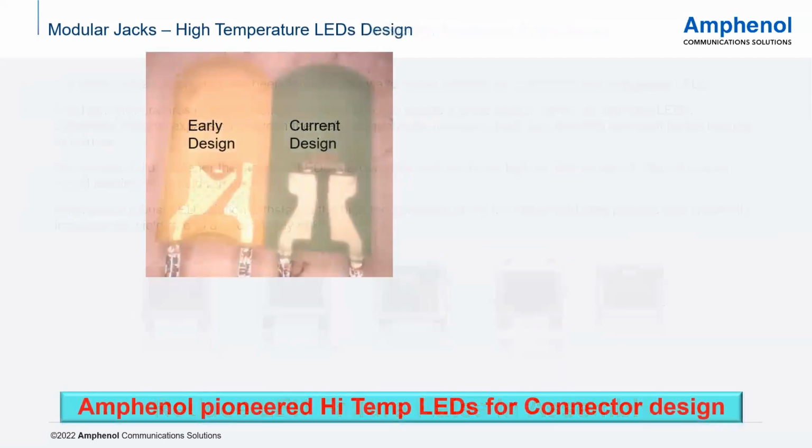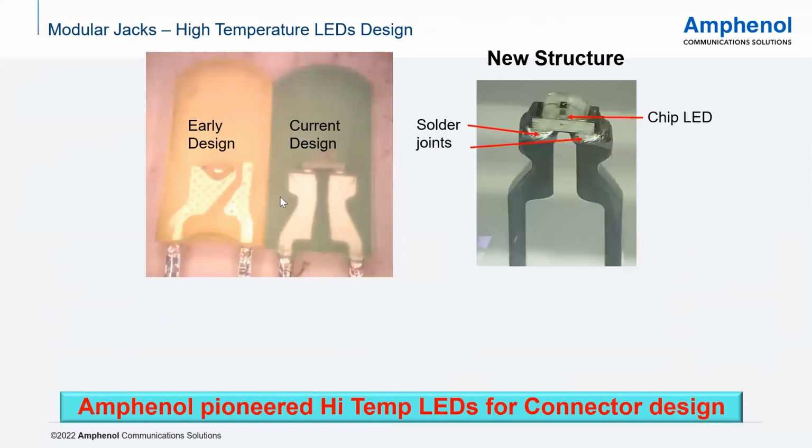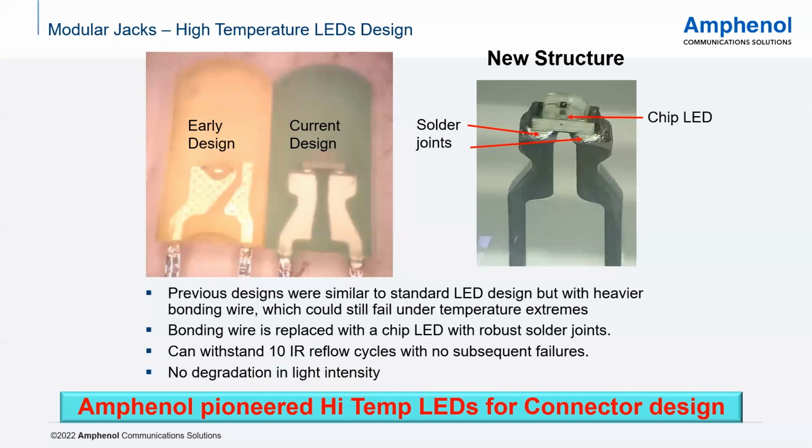The details are that in the earlier design, it's a simple anode and cathode design with a bonded wire. But in the current design, we are using a chip type LED, which is mounted on the anode and cathode. This chip can withstand up to 10 reflow cycles with no failures. That is the reason why the bonded wire has now been replaced by the chip type LED with robust solder joints. That's one of the pioneering features; Amphenol has been pioneering this particular design in the market.